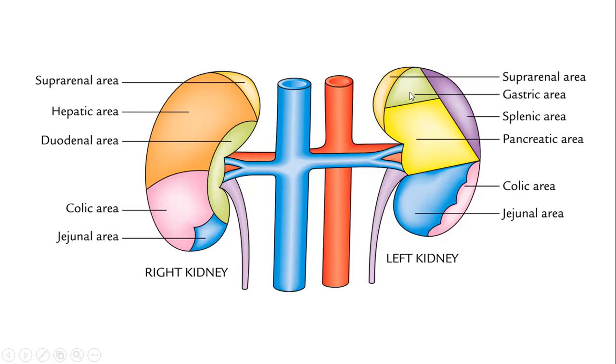Middle is the stomach area, known as the gastric area. Then we have the splenic area, more towards the lateral border, and the pancreatic area, more towards the medial border. And the majority of the lower pole is covered by the jejunal area, and a small portion of the lower lateral aspect is covered by the colic impression, known as the colic area. These areas are often asked in the viva examination.